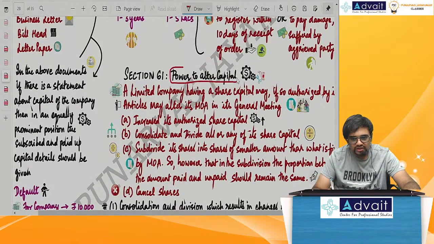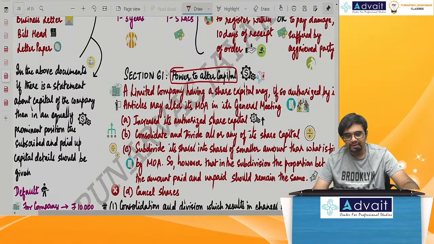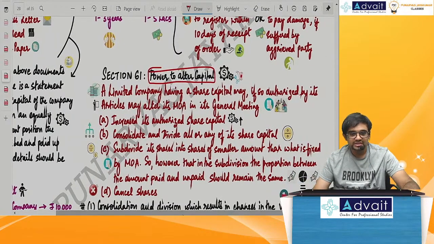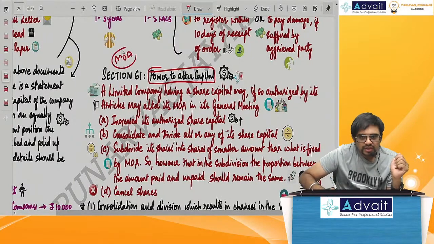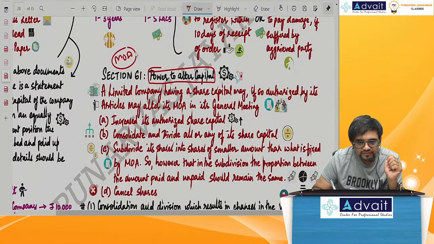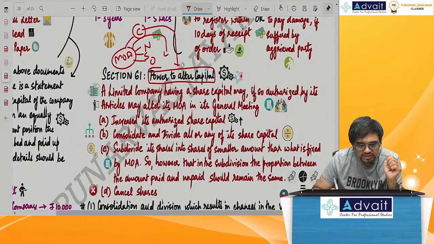Now another interesting part of the entire law is section 61, which talks about the power of the company to alter the share capital. So a limited company having a share capital may, if so authorized by the articles, alter it. This we have already seen, guys. This we saw in the MOA. In change of MOA, we have the name clause, situation clause, objects clause, liability clause, then the capital clause. This capital clause is section 61.